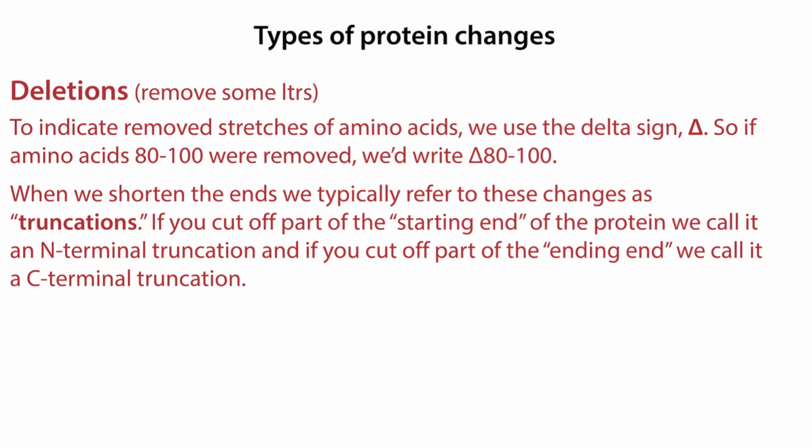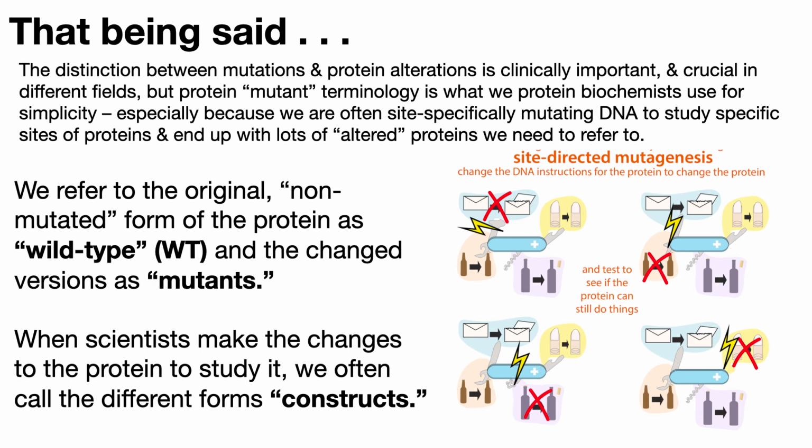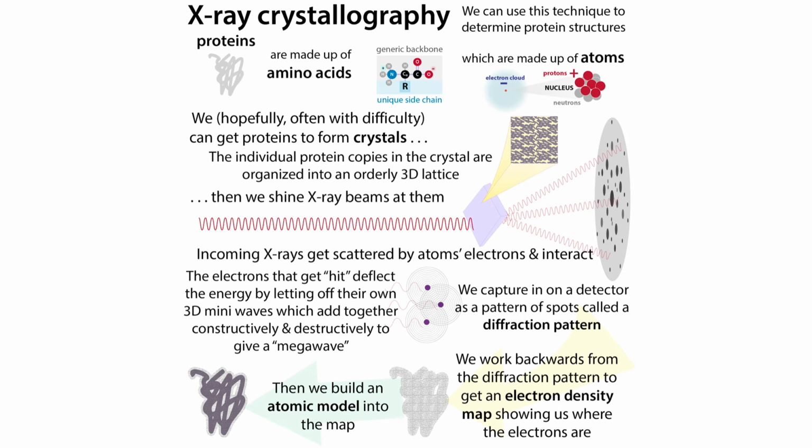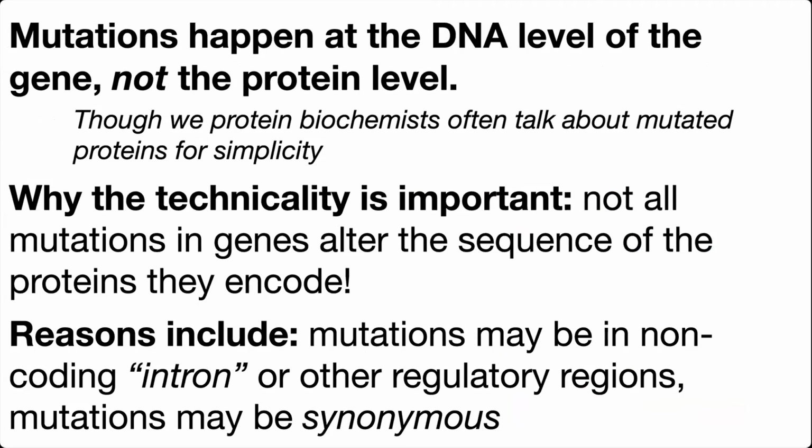And we make lots of different versions of proteins to study for different reasons, and we can refer to those different versions as constructs. They can be really helpful for figuring out what different parts of proteins do, as well as for stabilizing proteins for techniques like X-ray crystallography, where we need the proteins to be really steady and sturdy.